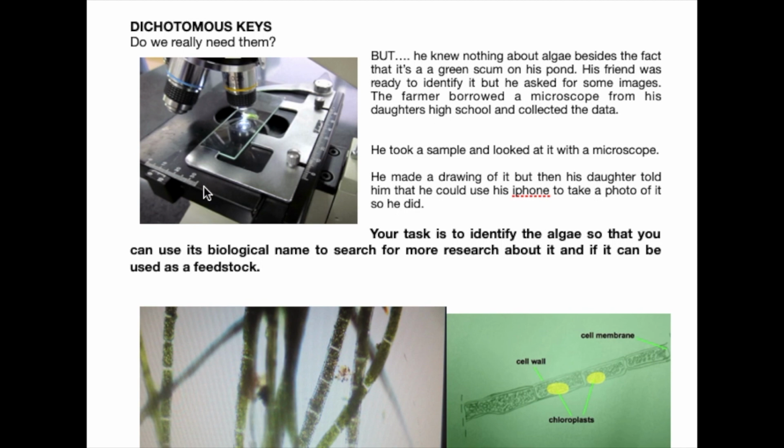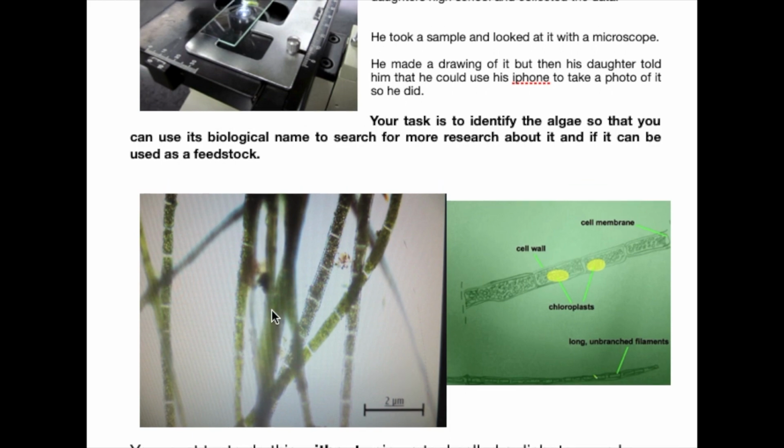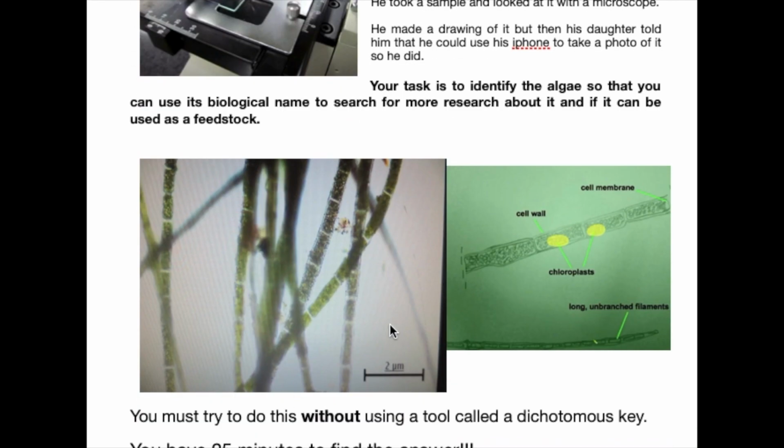The farmer borrowed this microscope from his daughter's high school and collected the data. He took a sample and looked at it with a microscope, putting it on a slide like this here and looking at it with a microscope. He made a drawing of it, but then his daughter told him that he could use his iPhone to take a photo of it. This was the drawing that he did first of all. And this was the photo he took with his iPhone, with the camera pointed into the eyepiece of the microscope. He took this photo here.